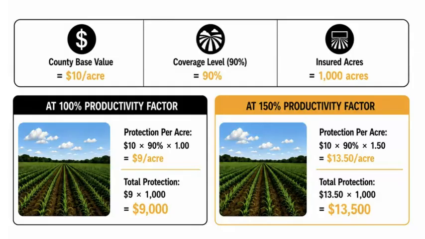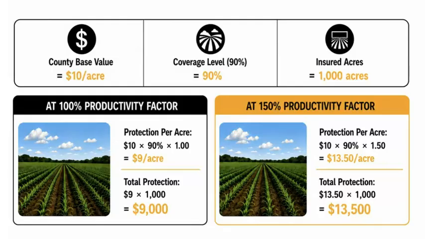Suppose the county base value is $10 per acre. The producer selects a 90% coverage level and insures 1,000 acres. If the producer chooses a productivity factor of 100%, the protection per acre would be calculated as $10 times 90% times 100%, resulting in $9 of protection per acre. Multiplying that by 1,000 insured acres gives a total protection amount of $9,000.